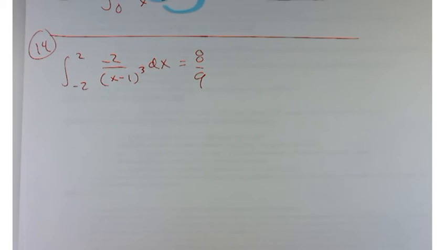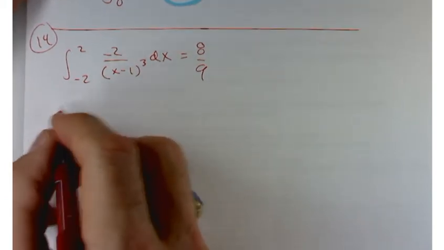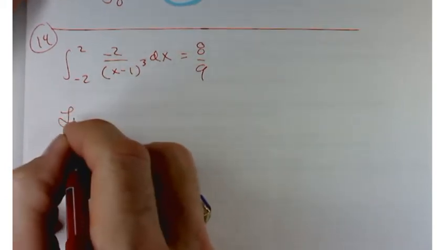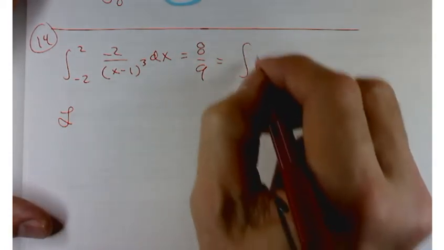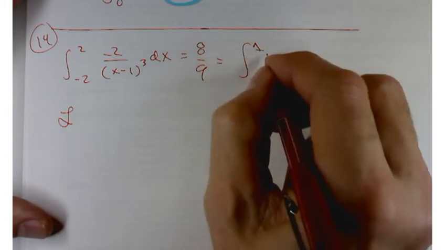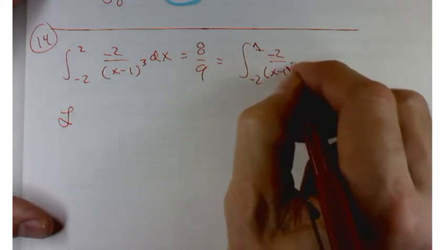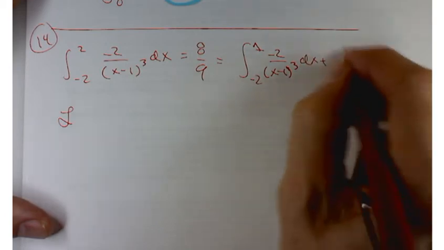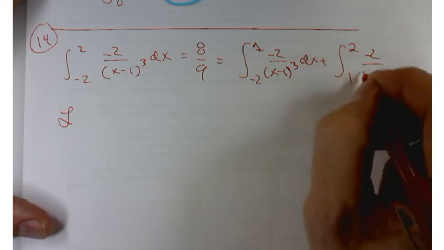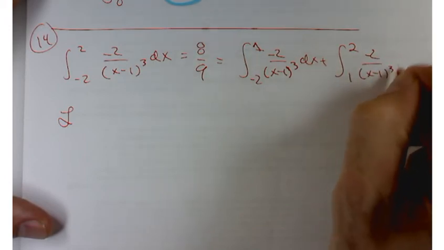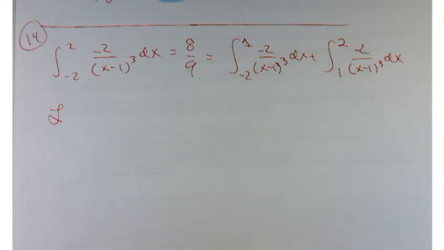So what would you have to do with a problem like this? Well, you'd have to split it up. We're going to do the limit. Let me break it up first as the integral from -2 to 1 of -2 over x minus 1 cubed dx, plus the integral from 1 to positive 2 of that same integrand. And both of these now are improper integrals.